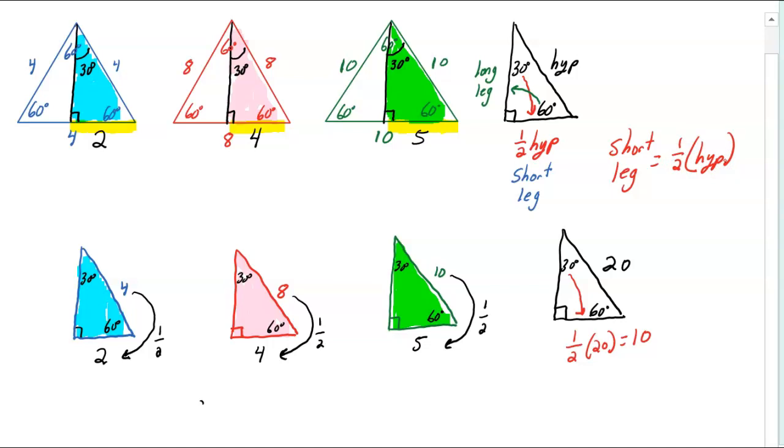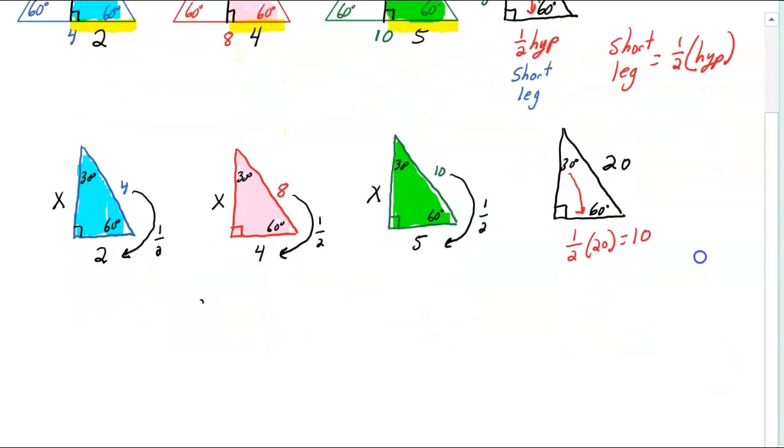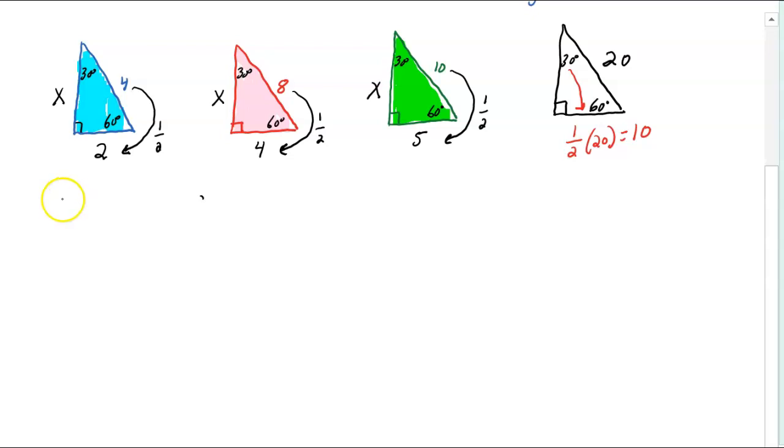Now we want to find the long leg, or the side across from the 60-degree angle. So I'm going to go back to the Pythagorean theorem, and I'm going to call these sides x. And for each problem, I'm going to set up the Pythagorean theorem. So x squared plus 2 squared is equal to 4 squared. In the next triangle, it would be x squared plus 4 squared is equal to 8 squared. And in the green triangle, it would be x squared plus 5 squared is equal to 10 squared.